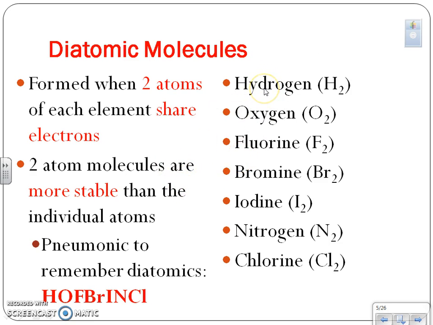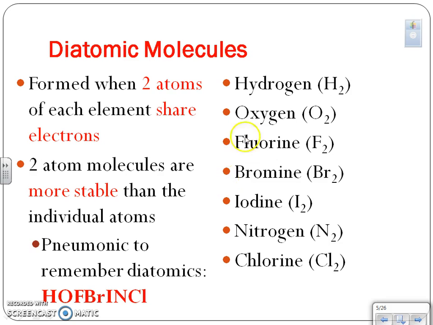H by itself has 1 valence electron. It's not stable. But when you bond 2 H's together, now you have a stable molecule. Same thing for oxygen. It has 6 valence electrons, and 2 need pairs. When you bond them together, it forms a double bond, and you have a more stable molecule.